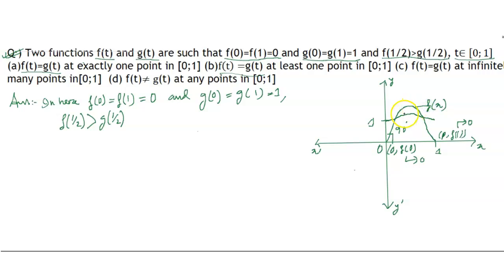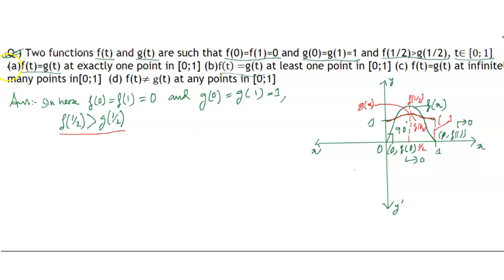This is f(x), and this portion is g(x). I hope this is g(x). This portion is at one half, so it is f(1/2), and this portion is g(1/2), which is below f(1/2). So this is the position of g(1/2), and this portion is 1. So let's start to solve.